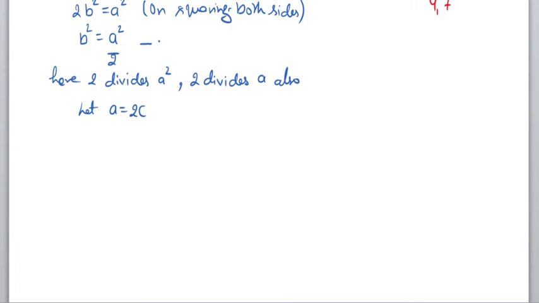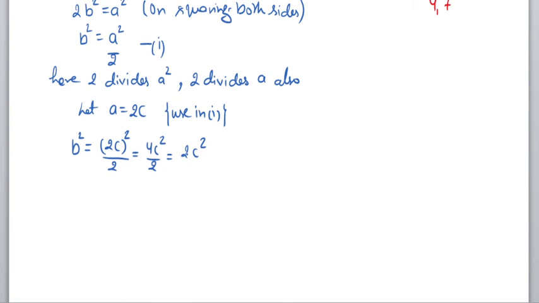Let us call this equation the first equation. We will use the value a equals 2c in 1, then we get b square equals 2c whole square upon 2, which is 4c square upon 2. This gives 2c square. Now dividing by 2, we get b square equals 2c square, so c square appears on the right side.